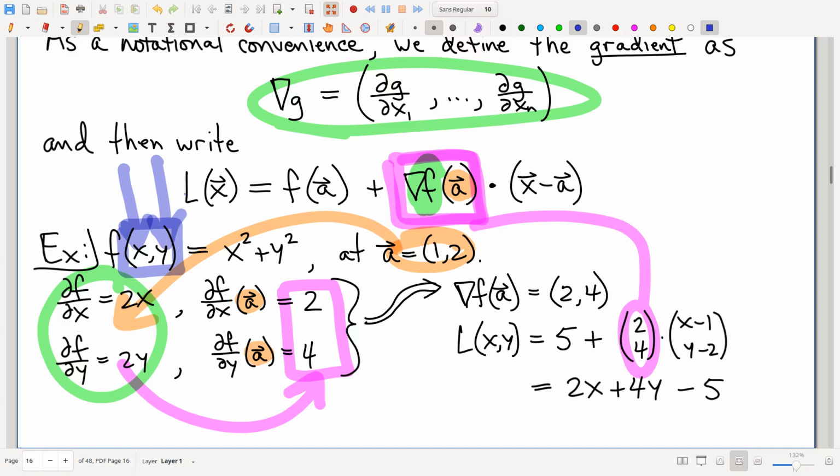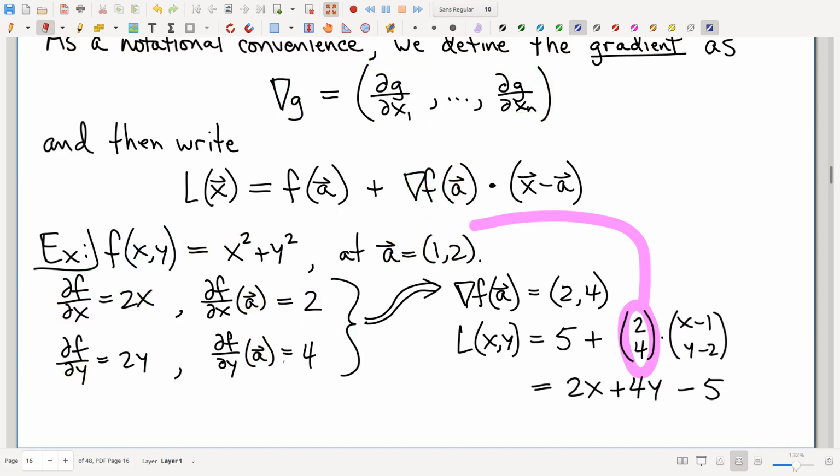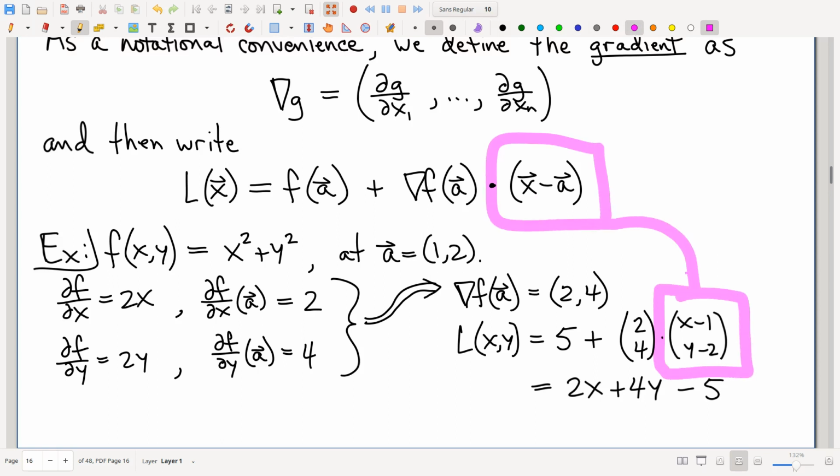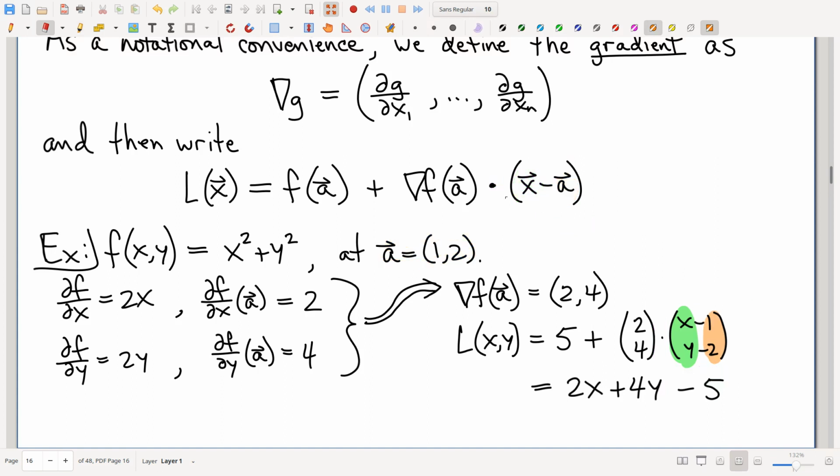Cool. All right. The last little bit here, the x minus a part, is actually the easy part. X minus a, I claim, turns into this because x is just (x, y), and a, as previously discussed, is (1, 2). So that's just a matter of writing it down. And there you go. Here's your linear approximation. Everybody happy?